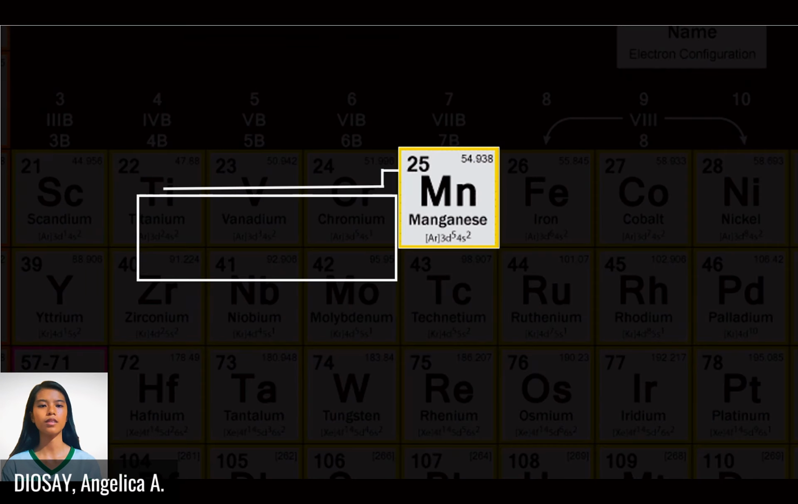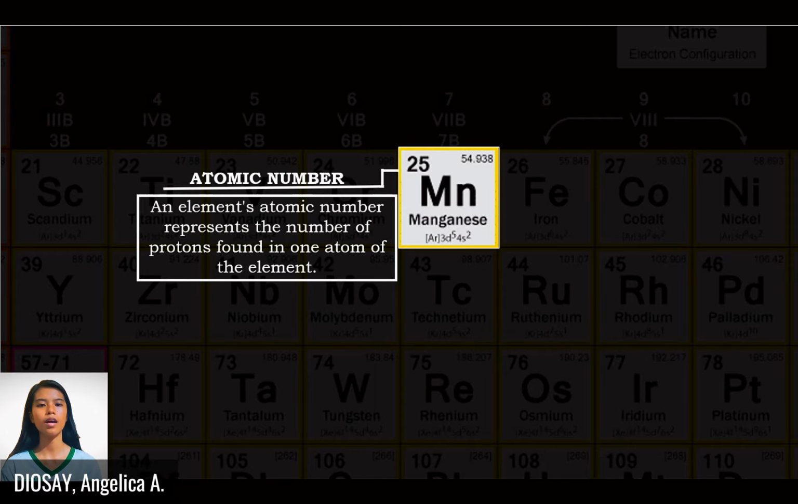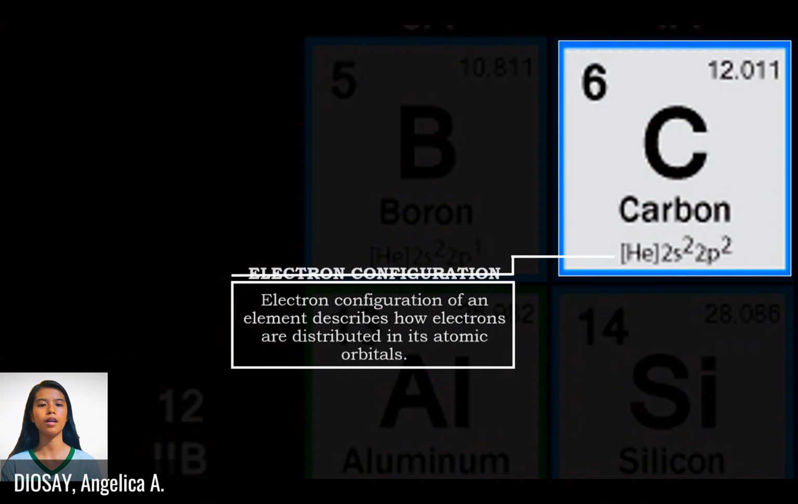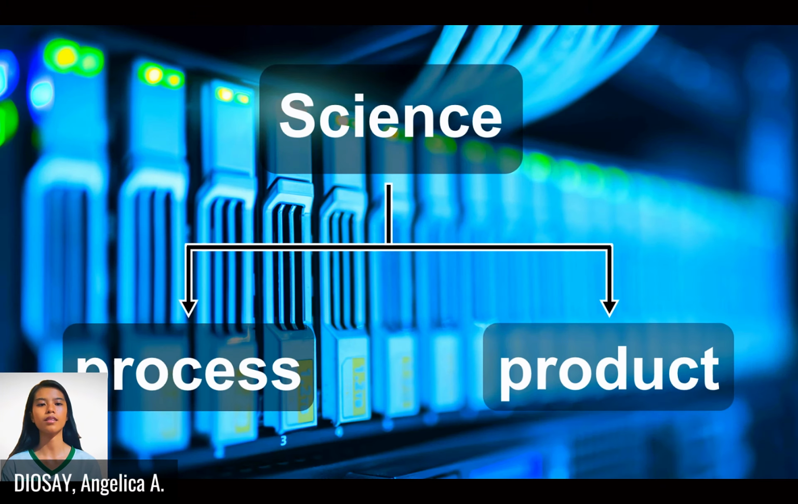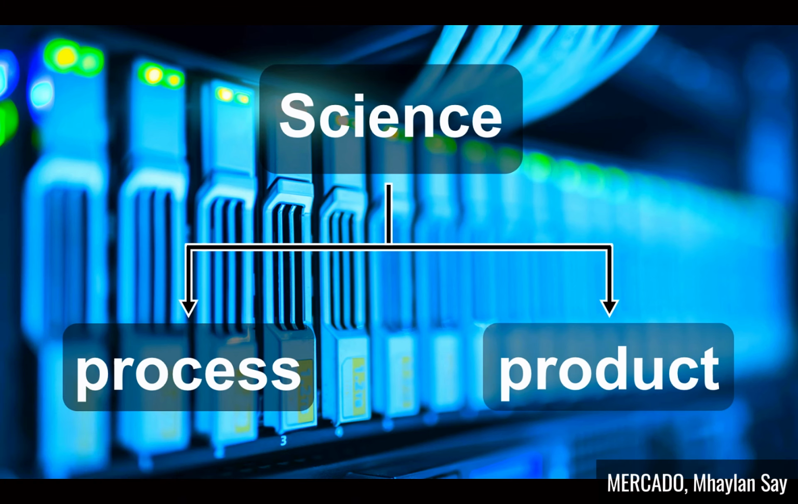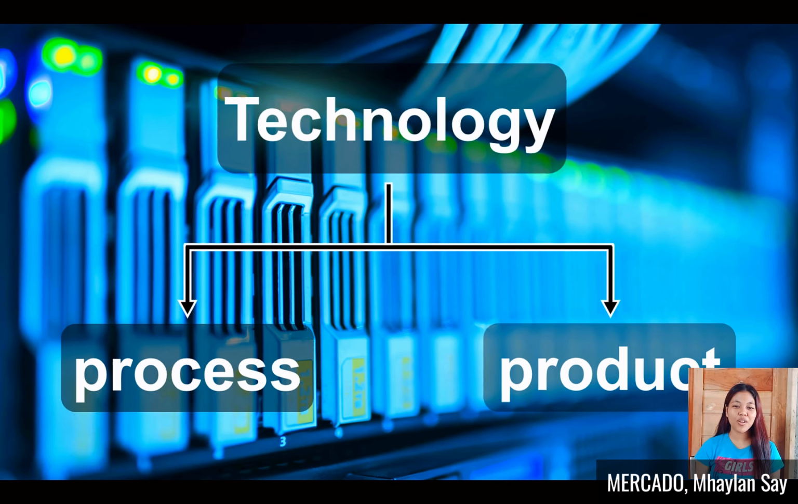As a product, it organizes all known chemical elements into a structured format based on their atomic number, electron configuration, and chemical properties, which allows scientists and students to better understand and predict the behavior of elements. Similarly to science, technology can also be defined as a process or a product.